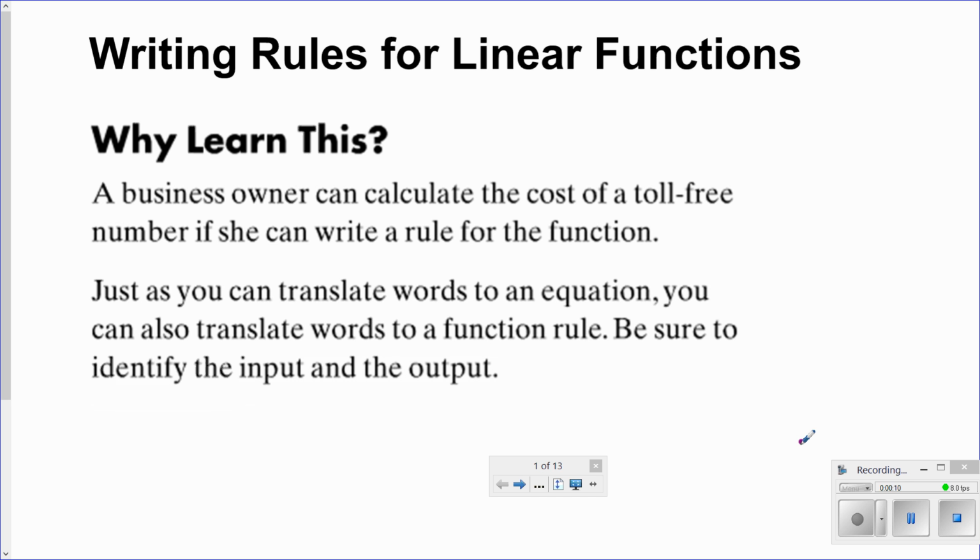Well, a business owner can calculate the cost of a toll-free call if they can write out the rule as a function. So if we wanted to write out a function rule to represent the monthly cost of our cell phone bill, or how much it would cost if we were buying an item and we were buying large quantities and they charged just a shipping fee. So just like we translate equations into words, we can translate functions into words.